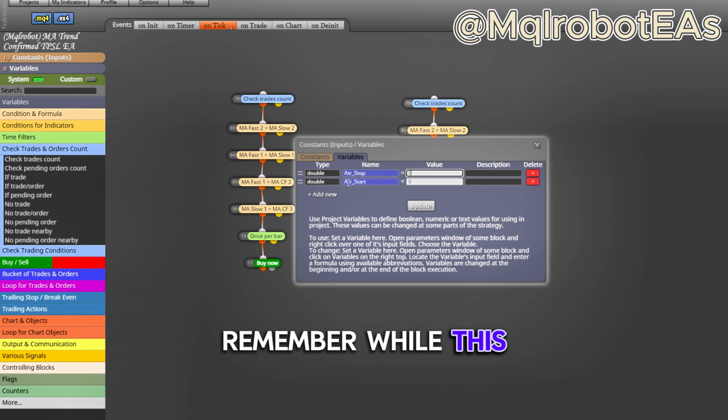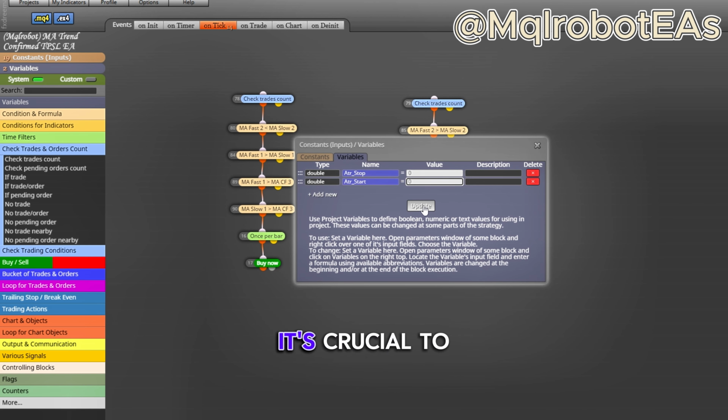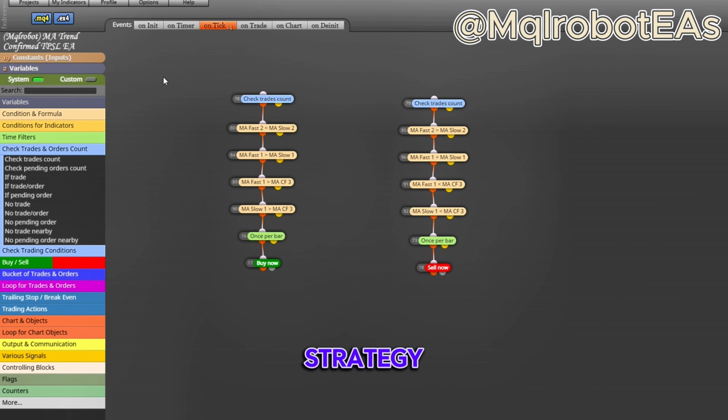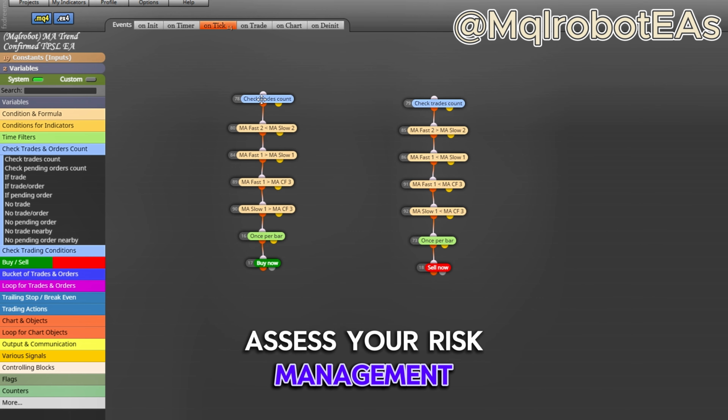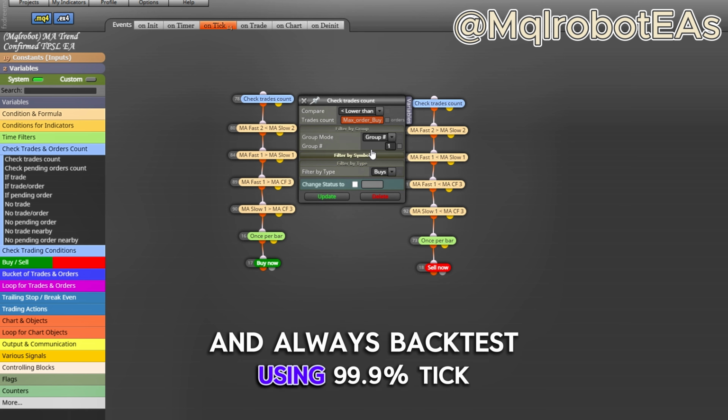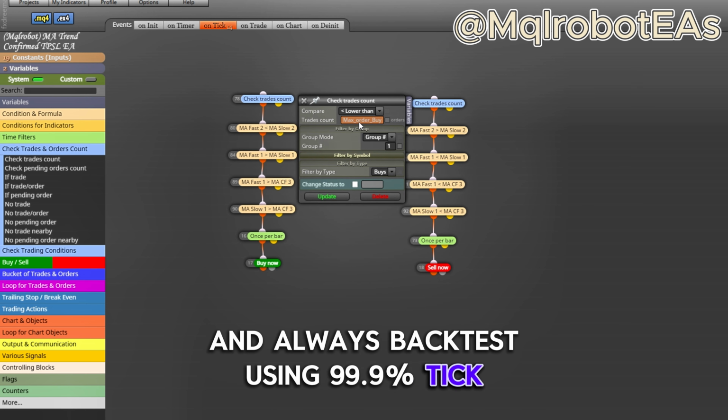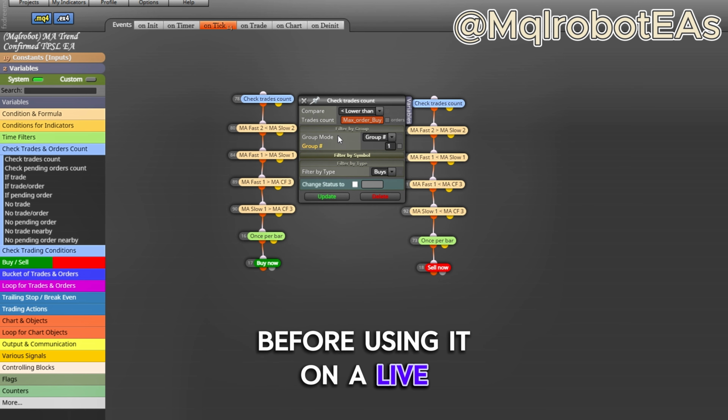Remember, while this EA structure is powerful, it's crucial to fully understand the strategy, assess your risk management, and always backtest using 99.9% tick data before using it on a live account.